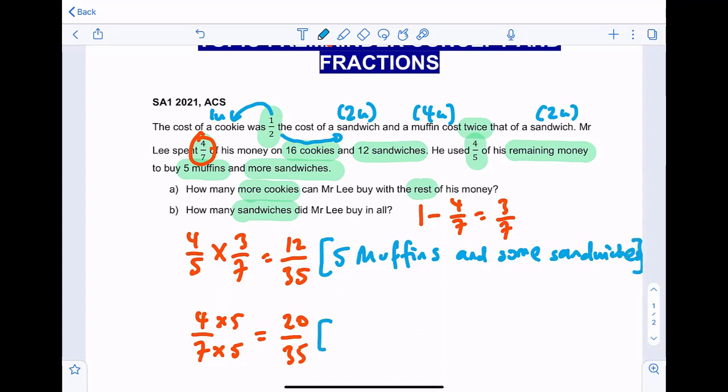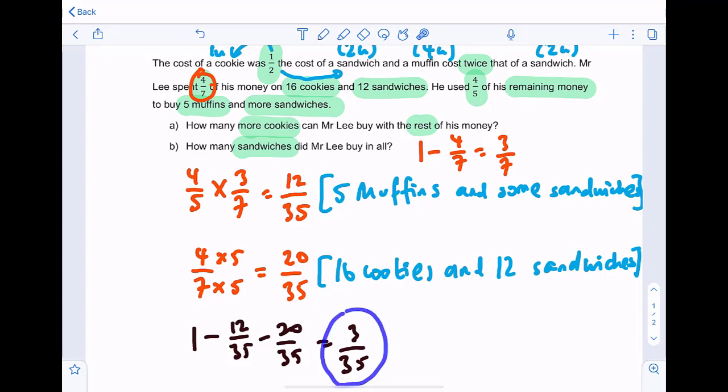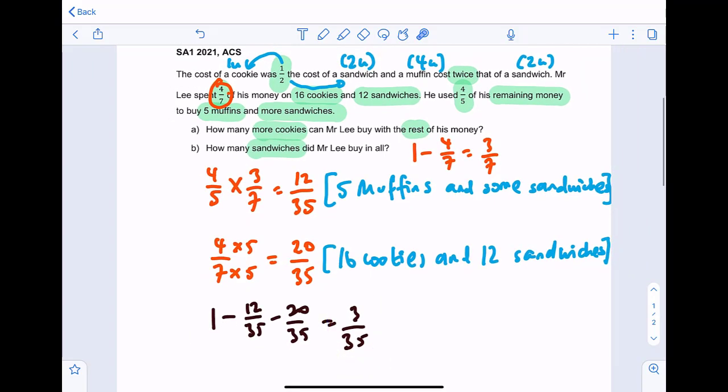This one here is for 16 cookies and 12 sandwiches. So what's the rest? Because for part A, they're asking about the rest of his money. So the rest of his money will be 1 whole minus 12/35 minus 20/35. And that will give us 3 out of 35. So how many cookies can this person buy with 3/35 of his money?